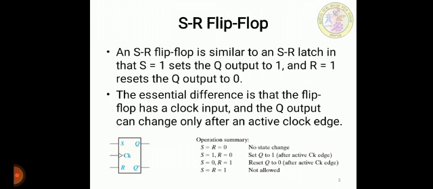In case of the SR flip-flop, it is similar to the SR latch which we have already discussed. Similar to an SR latch, S equal to 1 gives the set operation, so the Q output is set to 1. When R is equal to 1, it resets the Q output to 0. In the SR flip-flop, we have three inputs, S, R and the clock, and the two outputs Q and Q bar.